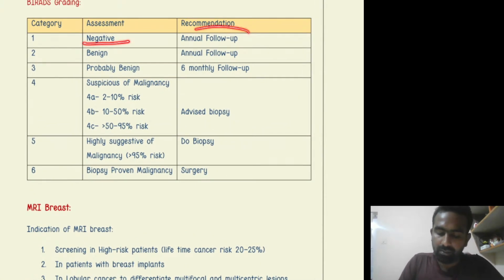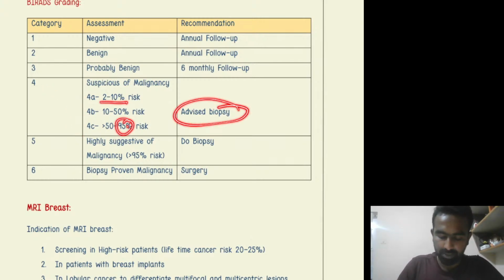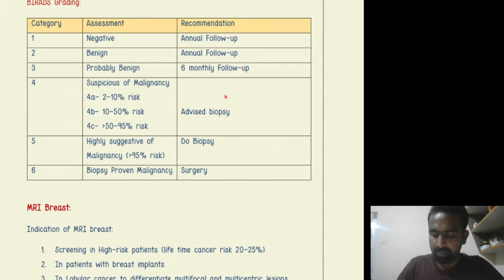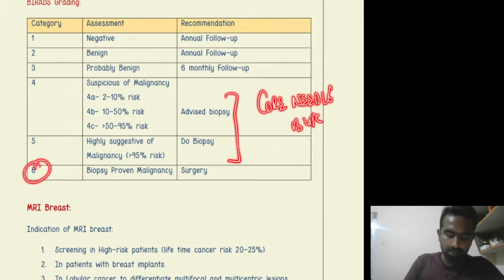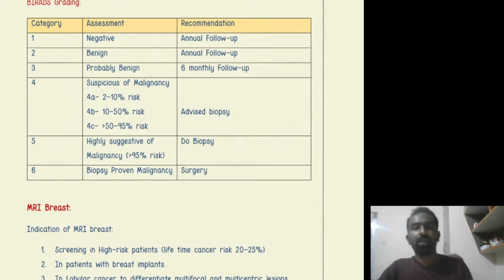Okay, we saw BI-RADS grading. 1 is negative, with regular annual follow-up. 2 is benign, again annual follow-up. 3 is probably benign, less than 2% chance, with 6 monthly follow-up. Grade 4 is divided into 4A, 4B, and 4C, which is 2 to 95%. We advise biopsy. Highly suspicious of malignancy is grade 5, we do biopsy. Biopsy means core needle biopsy. And grade 6 is already biopsy proven.